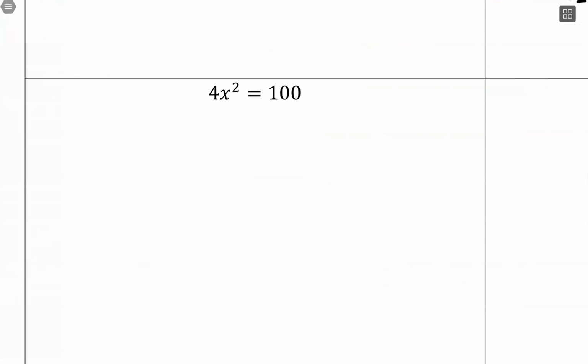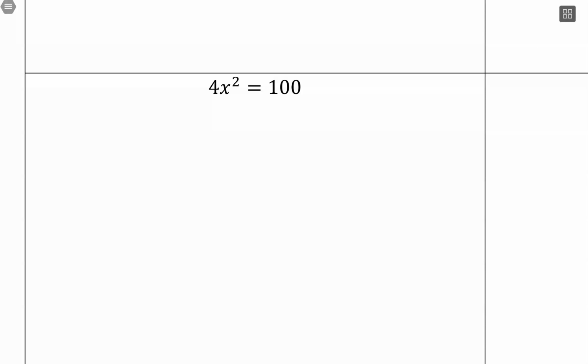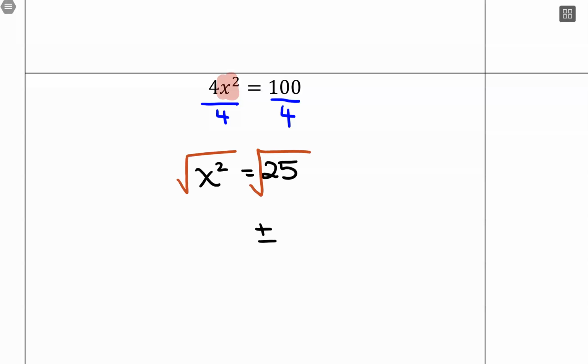All right, in this case here, again, we want to isolate x squared on one side of the equation. So I'm going to divide both sides by 4. So that'll give me x squared equals 25. And then I can square root both sides of the equation, which means I'll have my plus or minus. The square root of x squared is x. The square root of 25 is 5. So x can be positive 5 or negative 5.